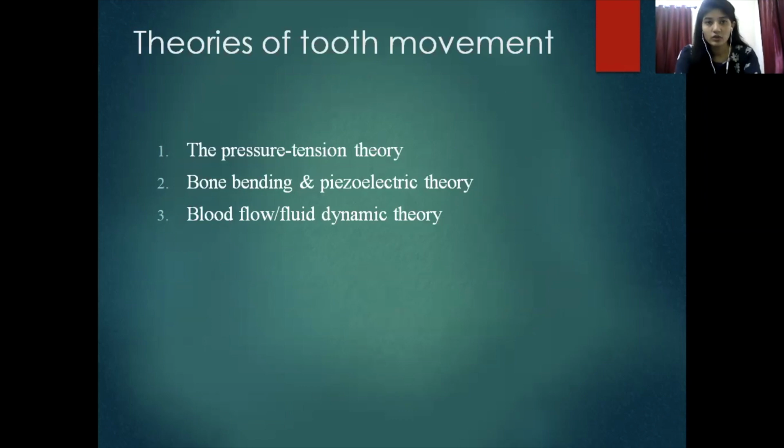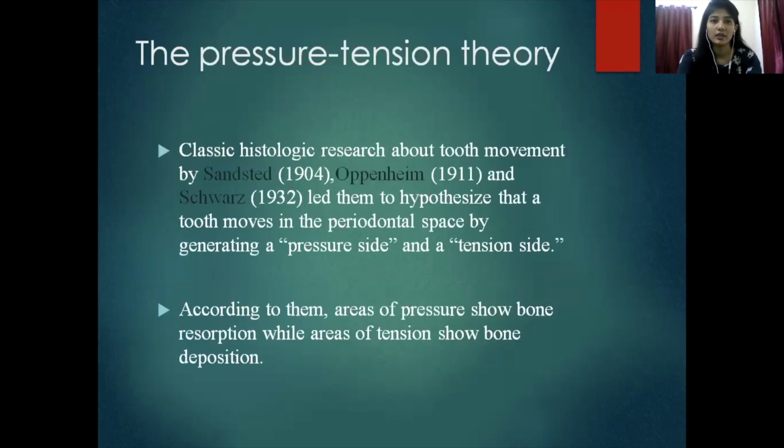Coming to the theories of tooth movement, there are basically three theories that we are going to discuss: the pressure-tension theory, the bone bending and piezoelectric theory, and the blood flow and fluid dynamic theory. The pressure-tension theory is the classic histologic research about tooth movement by Sandstedt in 1904, Oppenheim in 1911, and Schwarz in 1932, which led them to hypothesize that the tooth moves in the periodontal space by generating a pressure side and a tension side, as we have discussed.